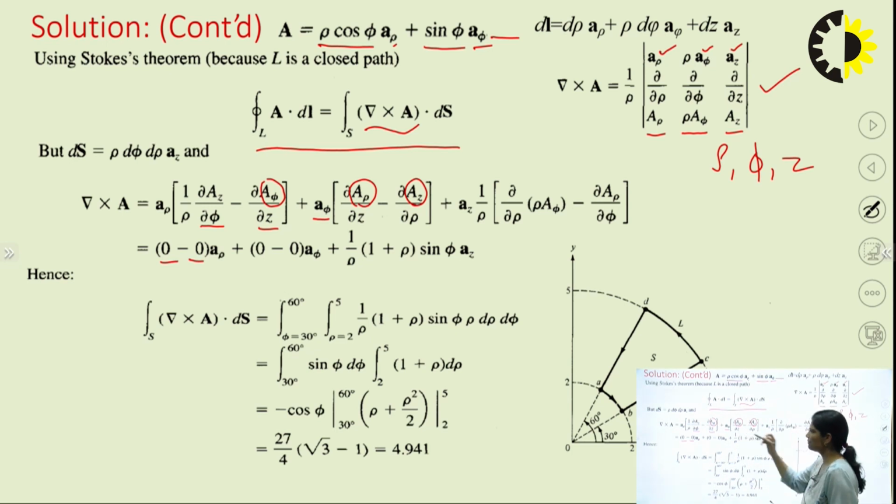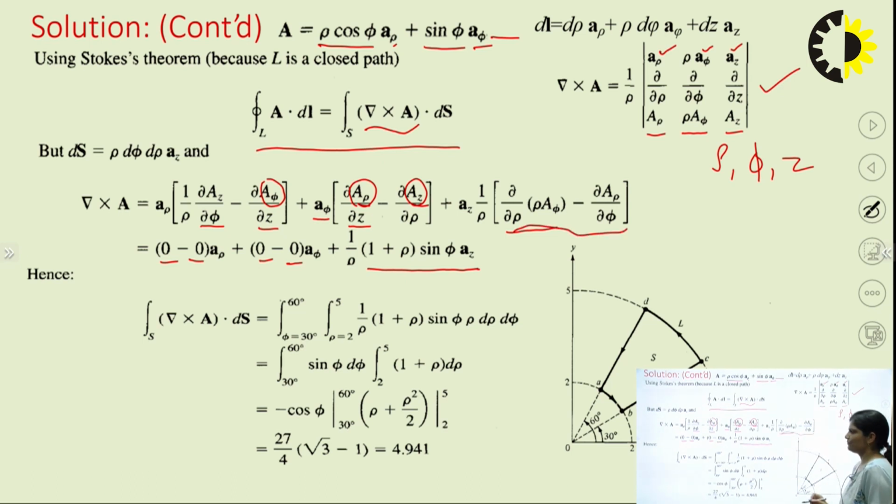Now in this bracket, when you are differentiating with respect to z of A rho, that is equal to 0. When you are differentiating Az with respect to rho, you will get 0 plus 1 upon rho. So differentiate it with respect to rho, and you will get 1 upon rho, 1 plus rho sin phi, Az, when you are differentiating this bracket. Okay, now this is the curl of A. Curl of A is equal to 1 upon rho, 1 plus rho sin phi, Az.